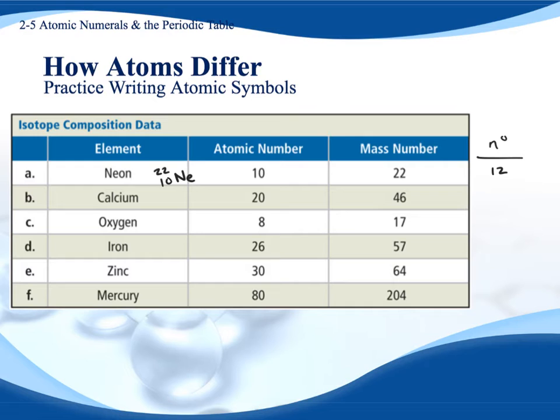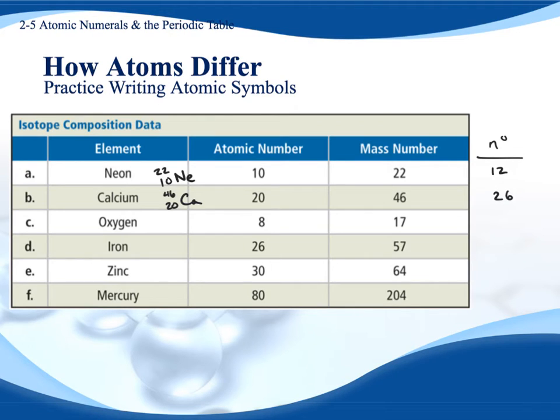Real quickly, just off to the side here, the number of neutrons in this particular thing would have to be 12, right? 10 plus 12 would get us to 22. Okay, so calcium, symbol is Ca. The mass number is 46. If we want, we can include the 20 as the atomic number, but again, it's assumed, so we don't have to write that. And then the number of neutrons here would be 26.